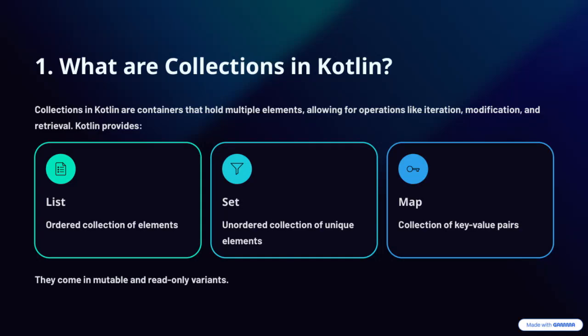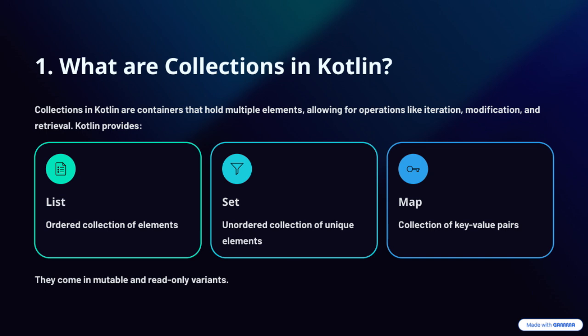Now, let's look at the different types of collections in Kotlin. Collections come in two main variants, mutable and read-only. Mutable collections allow you to modify their contents, adding, removing, or updating elements, while read-only collections are, as the name suggests, immutable once they are created. When we talk about collections, one common type is map. Maps are collections of key-value pairs, which means each value is associated with a unique key. This makes data retrieval really efficient, especially when you need to look up values quickly based on their keys.